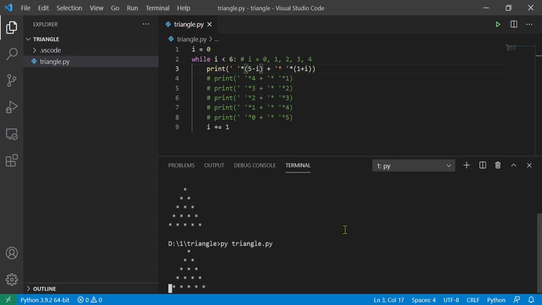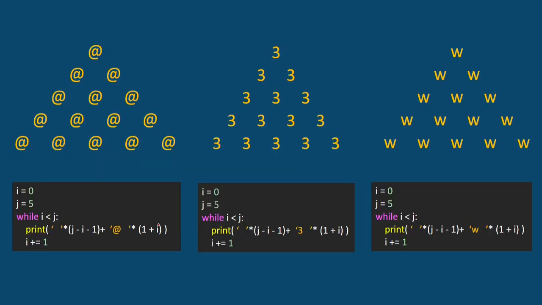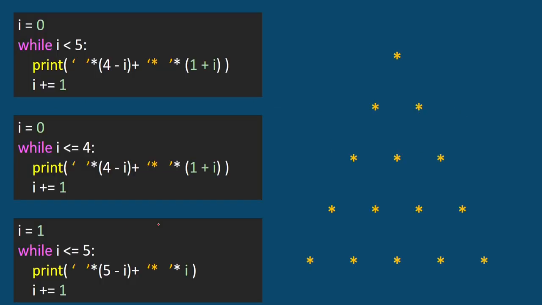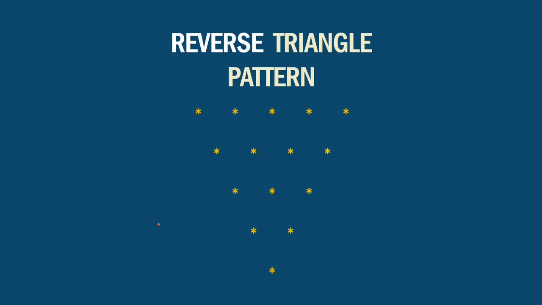Let's print the output. We can use for loop in place of while loop. We can use any other character in place of star. And there are various other methods to execute this code. In the next video tutorial, we will see how to print reverse triangle pattern.